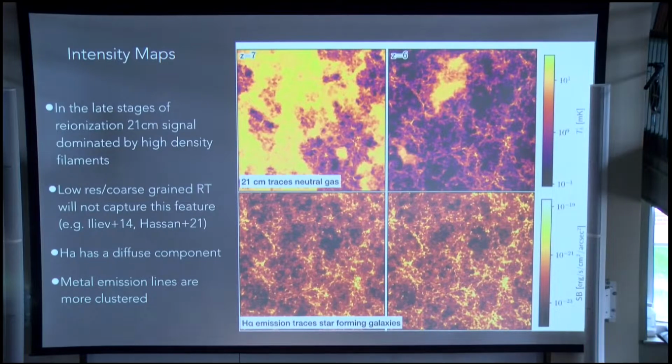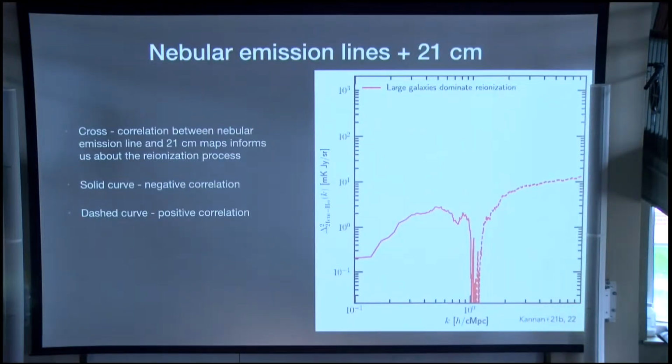And as I said, we have full radiation hydrodynamic simulations, so we can get both the 21 centimeter emission, basically from the neutral gas, which is at the top, and H alpha emission, which is tracing the galaxies at the bottom. So we can trace the reionization process and the sources responsible for the reionization process together. And then we can look at how these maps correlate using the cross-correlation function. Here, I plot the cross-correlation function between the 21 centimeter line and the H alpha line as a function of wave number. And this is a model of reionization in which only large galaxies dominate your reionization process.